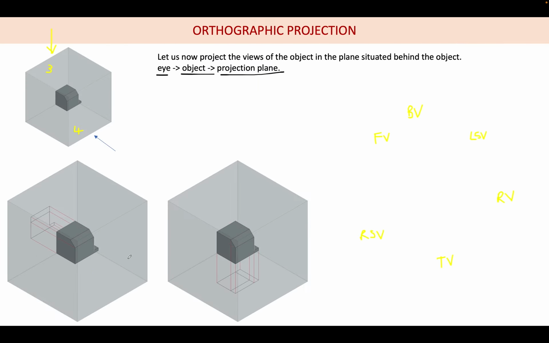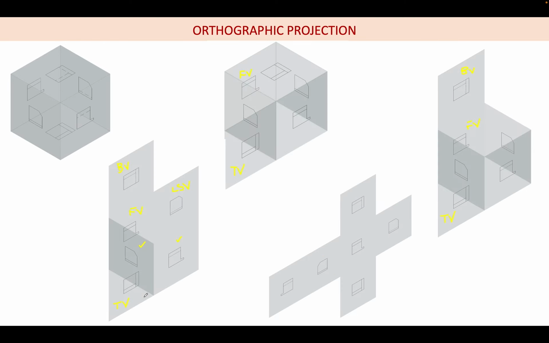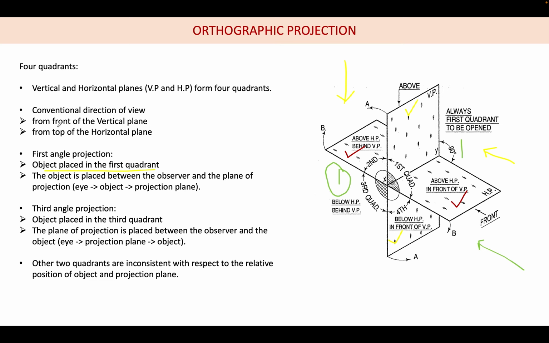In the first case, while projecting, we saw that the object is in between the observer and the plane of projection. So the back side is the plane of projection. So always remember the convention, so that you should not forget. Always the view should be from the front of the vertical plane and the top of the horizontal plane. So in third angle projection, the object is placed in the third quadrant and the plane of projection is placed between the observer and the object.